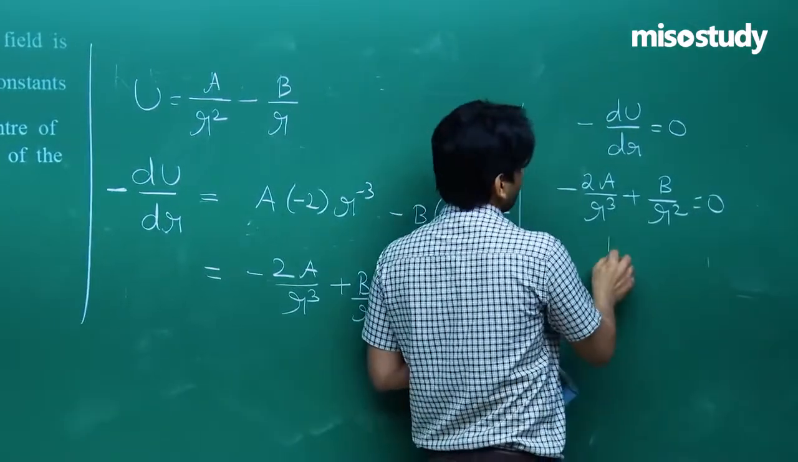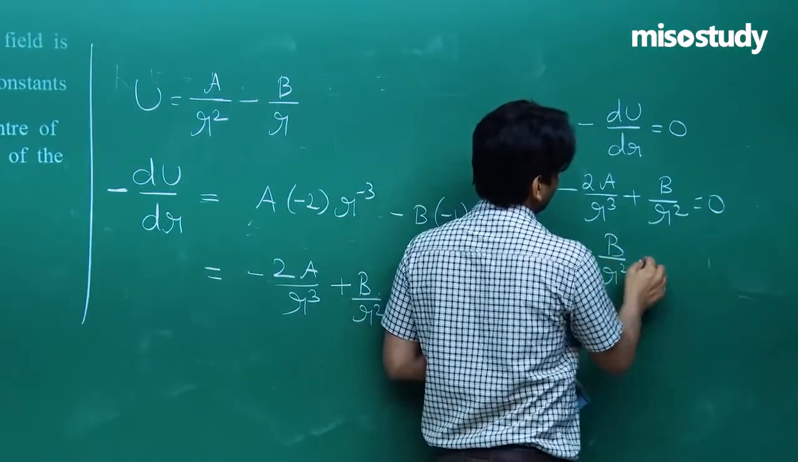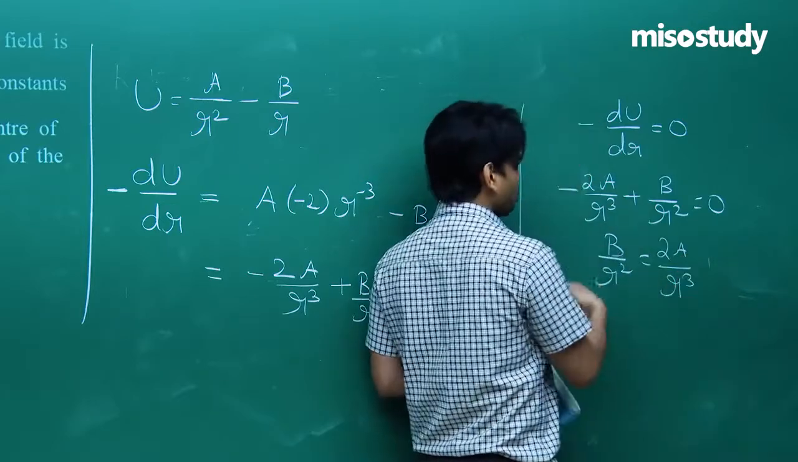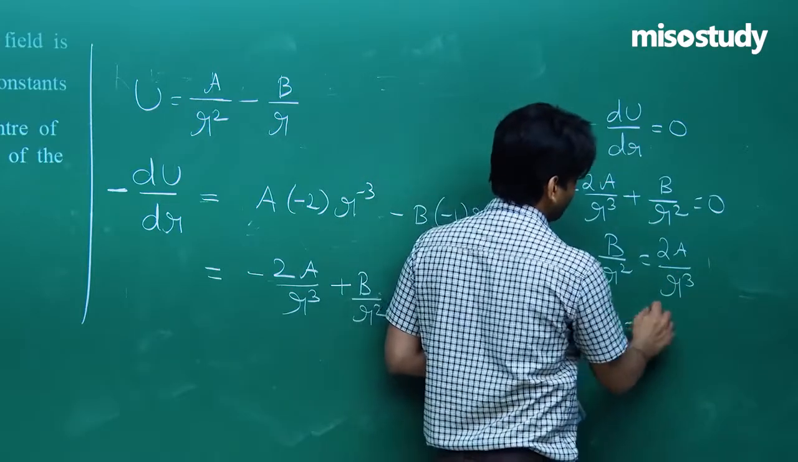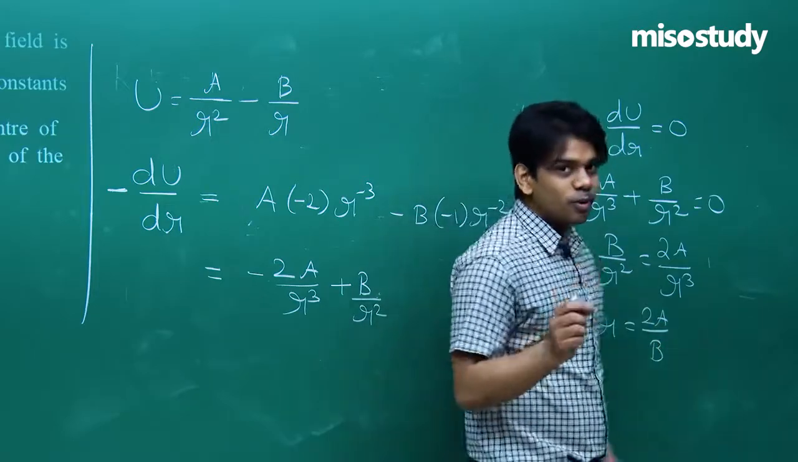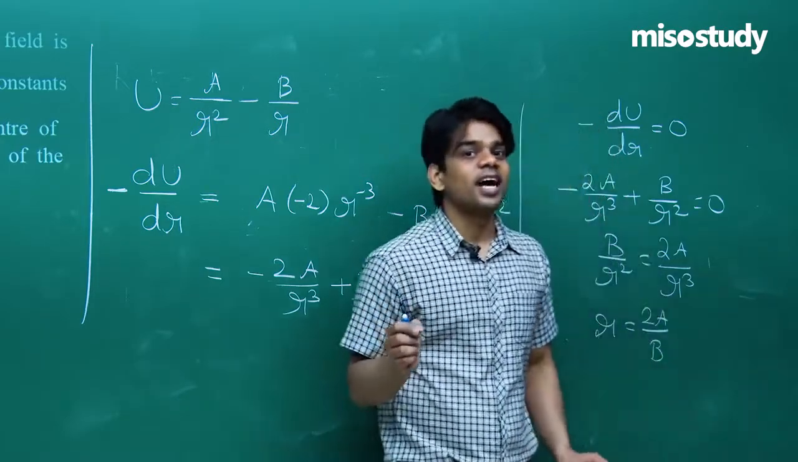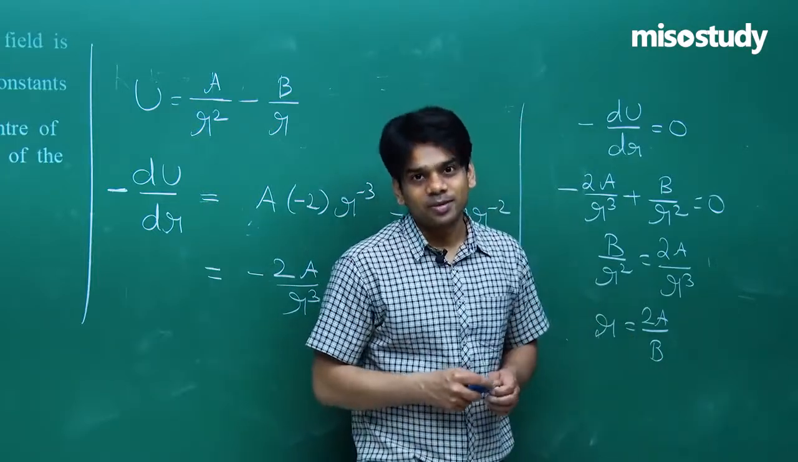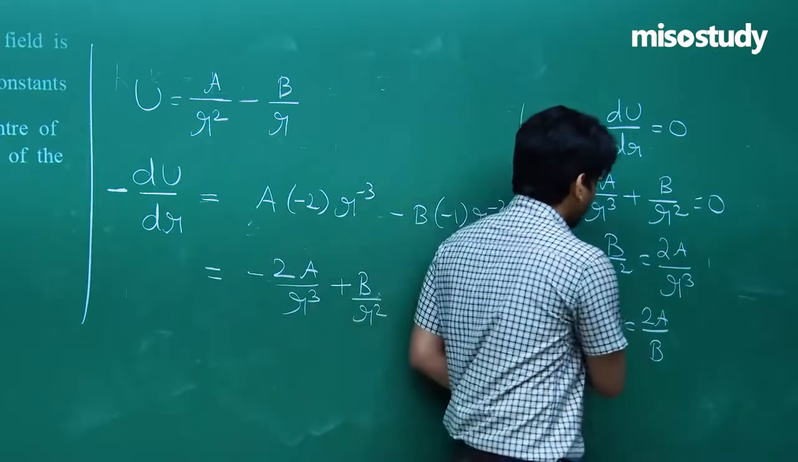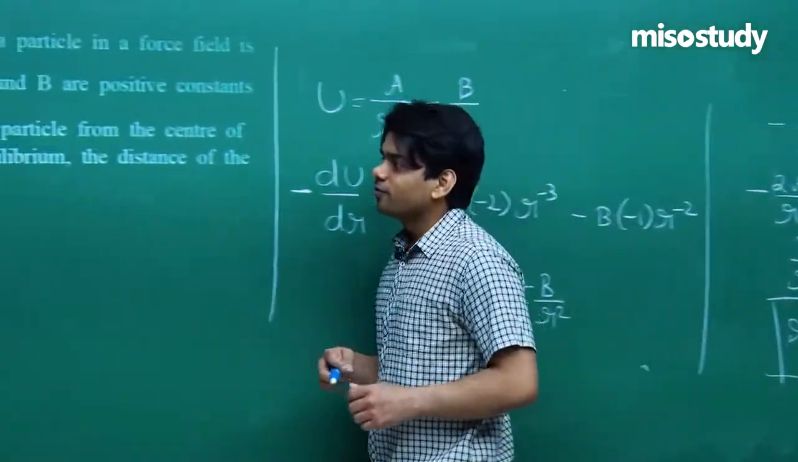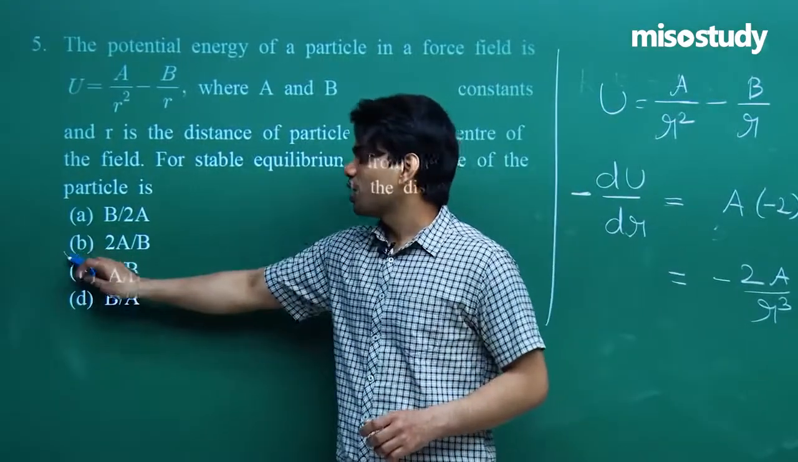So for this you see B by R square will be equal to 2A by R cube. From here if you simplify this, you will be getting R is equal to 2A by B. That is, at R equals 2A by B, you will be having the rate of change of potential energy as 0, and that will be the point of equilibrium, and here it's stable equilibrium. So R equals 2A by B. So let's see the options. The second option clearly matches with our right response.